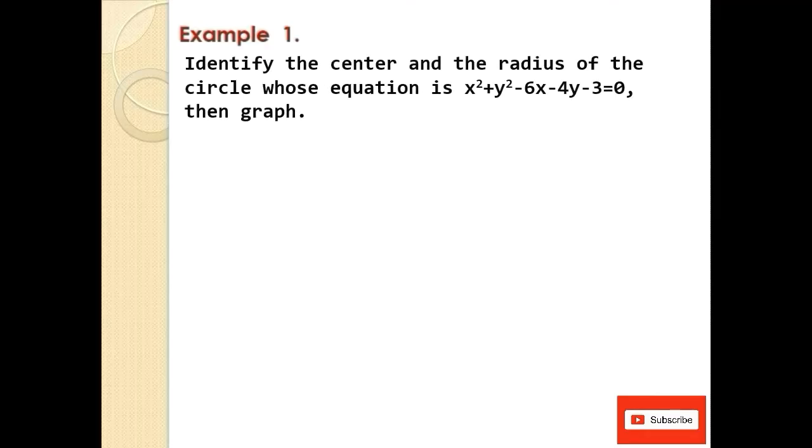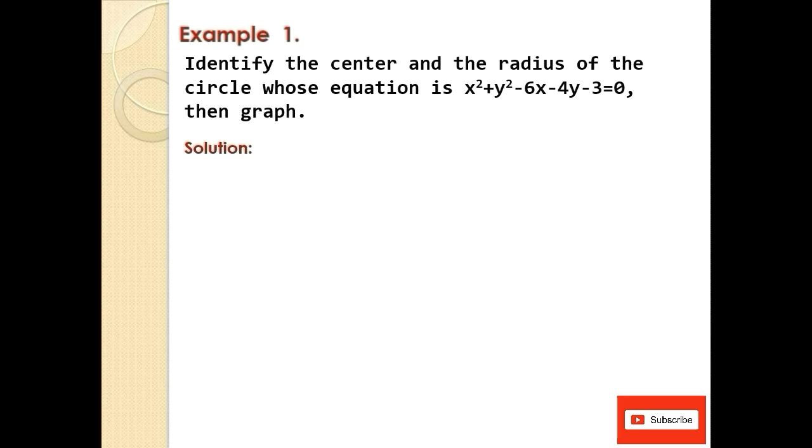Example number 1. Identify the center and the radius of the circle whose equation is x squared plus y squared minus 6x minus 4y minus 3 equals 0. Then graph. Solution.